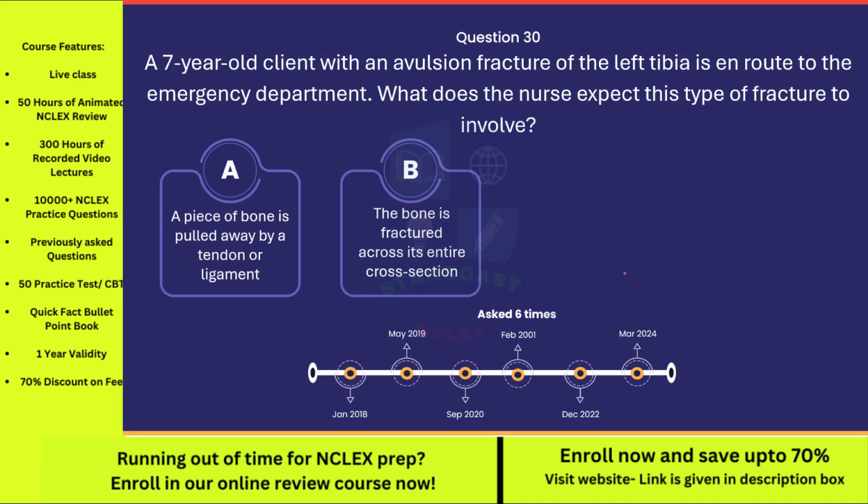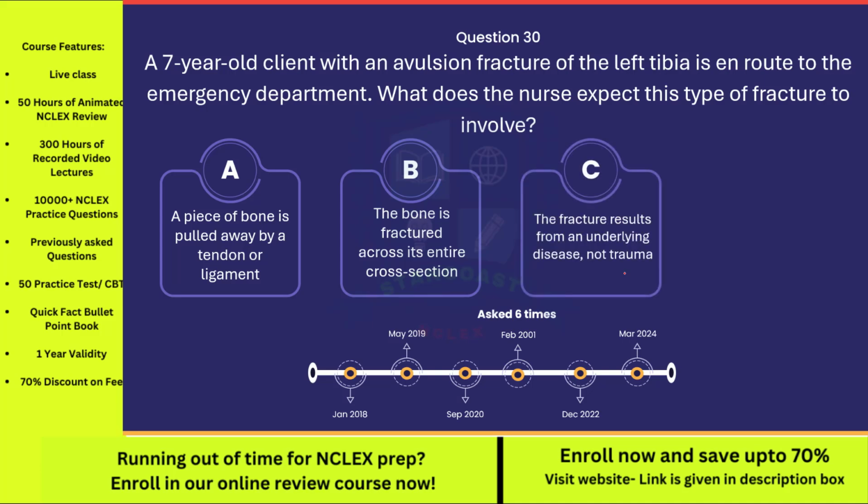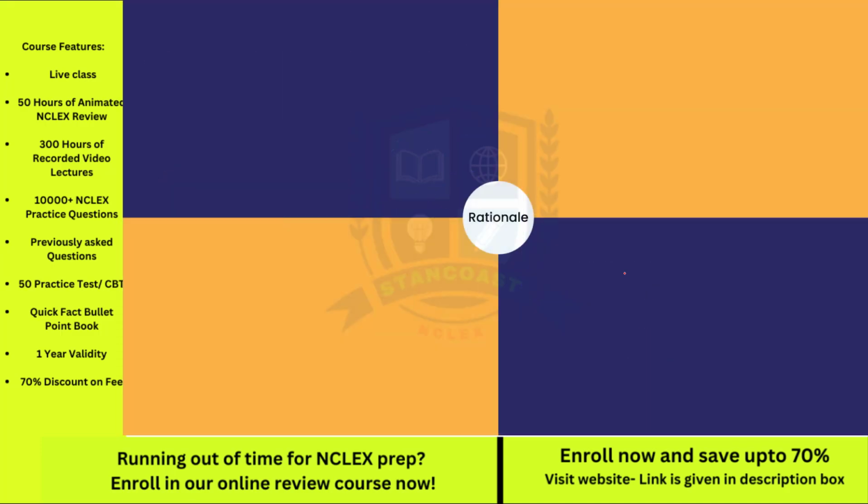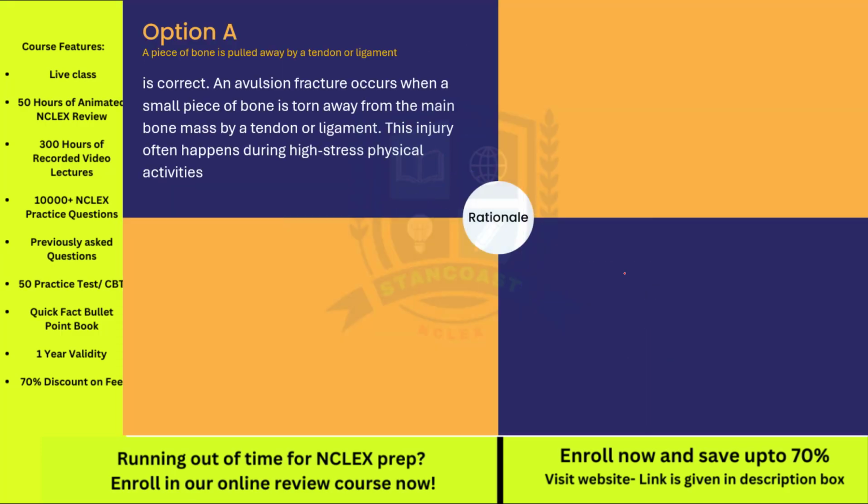B. The bone is fractured across its entire cross-section. C. The fracture results from an underlying disease, not trauma. D. Only one side of the bone is fractured. The correct answer is A. A piece of bone is pulled away by a tendon or ligament. A is correct. An avulsion fracture occurs when a small piece of bone is torn away from the main bone mass by a tendon or ligament. This injury often happens during high-stress physical activities.